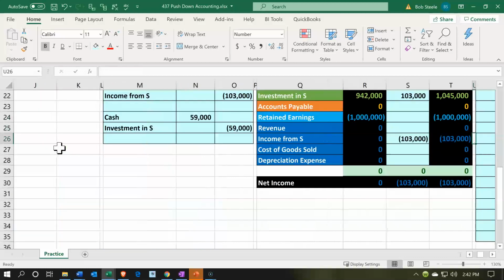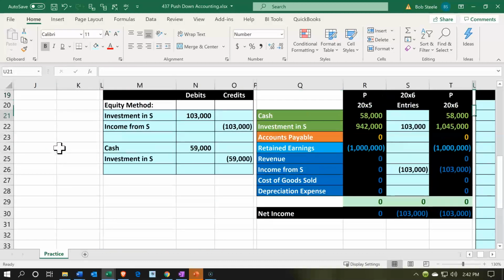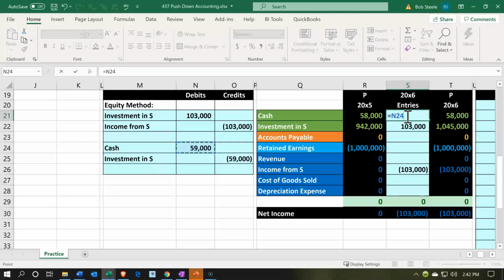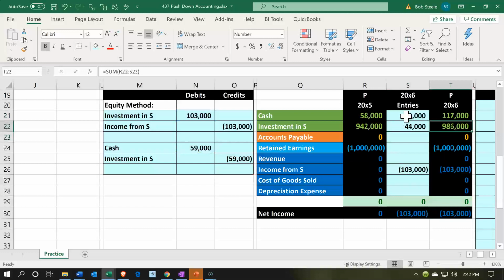And then we would think that for P's books, using the equity method, we would then have the increase or debit to cash in S21 for that 59, and then the investment in S, I'm going to go into that, and that's going to be the credit. So now we have this, 986 is the investment now.